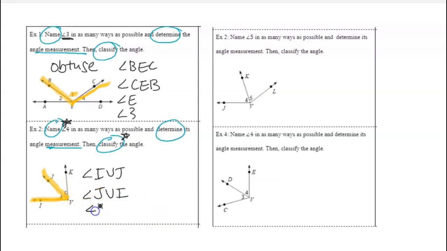Of course, angle V and angle 4. And this angle here is an acute angle. Okay, for the purposes of keeping this video short, we are going to leave example 3 and example 4 for you to complete on your own. And we do want this to say example 3. So complete these on your own.